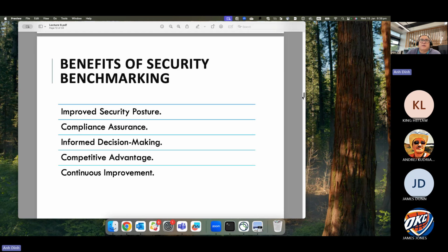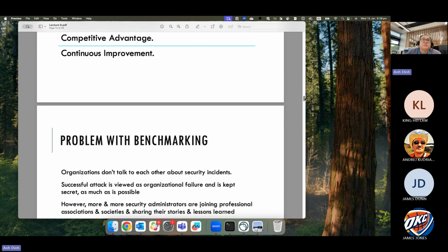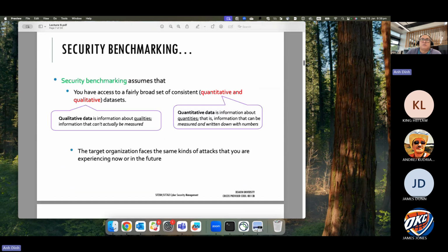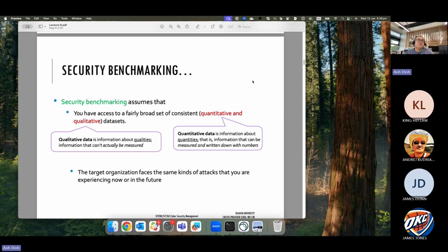The benefit of benchmarking is quite clear: it makes you aware of where you stand in the community, and that informs you of what you need to do to catch up with the rest, to be at a better position in the landscape. But there are some limitations, or I would call them challenges, in doing security benchmarking, and they're all to do with getting hold of the data set. The main problem with benchmarking is that these data sets are not readily available to you.